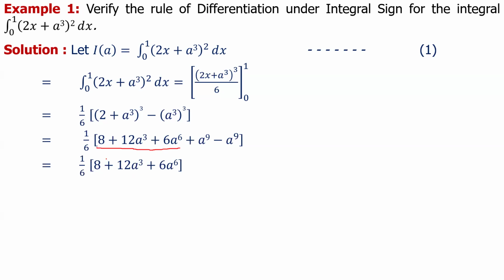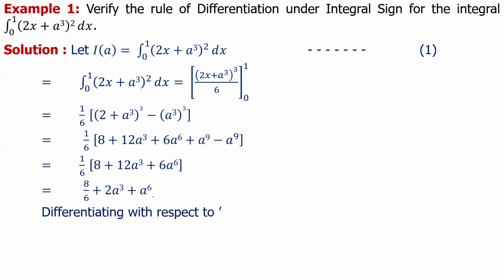Multiplying the whole expression by 1 by 6, we get 8 by 6, and 12 by 6 is 2, so 2a cube, plus 6 and 6 cancel, a to the power 6. Hence, this is the value of I of a.